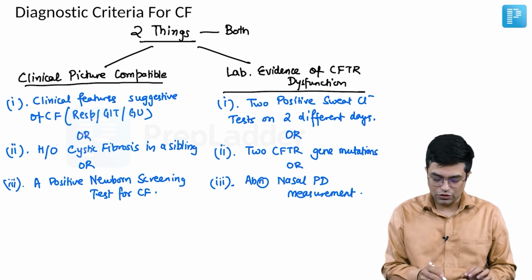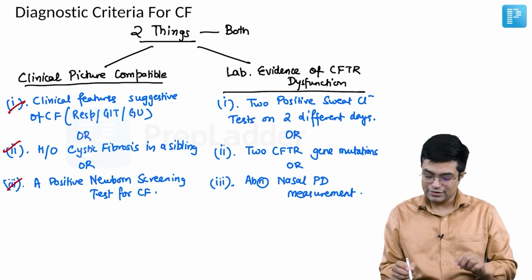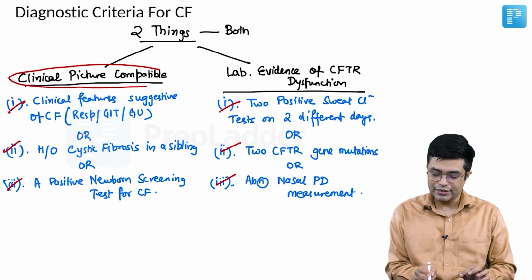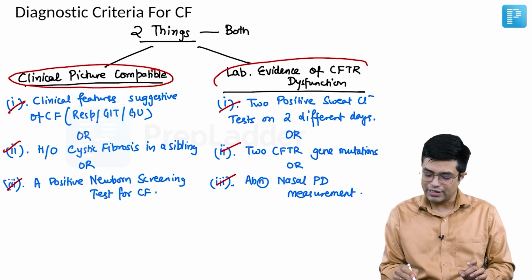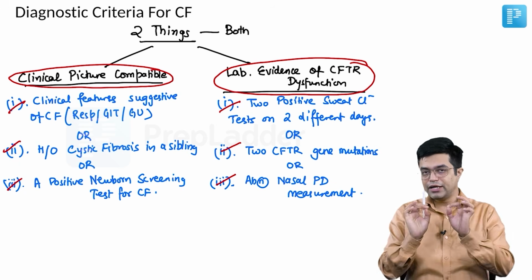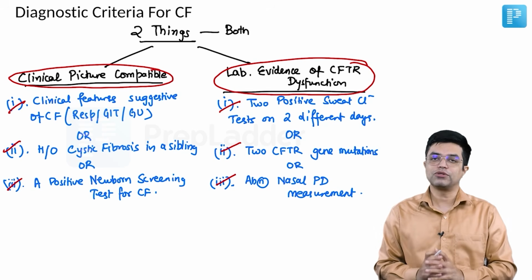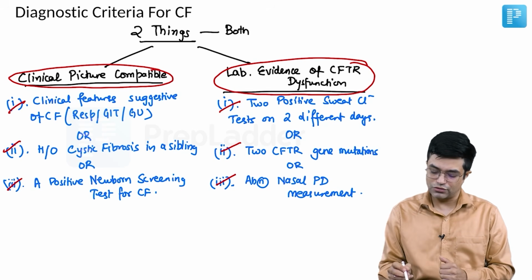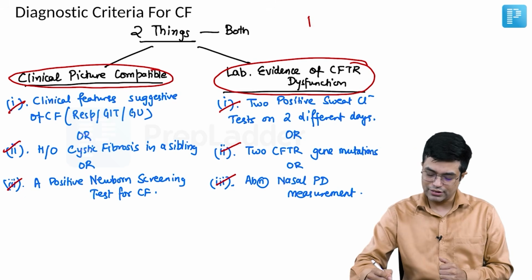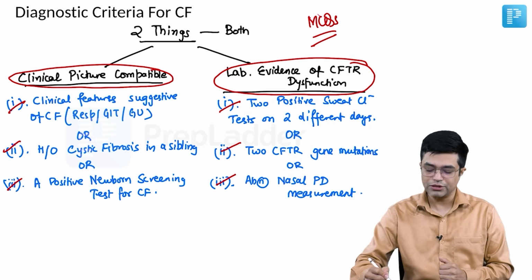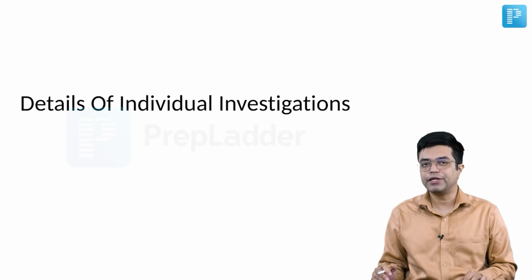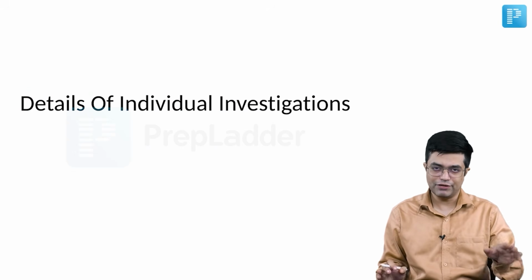So any one out of these three plus any one out of these three, if both the criteria, one criteria out of clinical picture compatible and one criteria out of CFTR dysfunction is present, you make the diagnosis of cystic fibrosis. This is how you make the diagnosis of cystic fibrosis. This is very important and has already been asked in MCQs in the super specialty exam. Let us move further and talk about the details of individual investigations that we have just discussed.